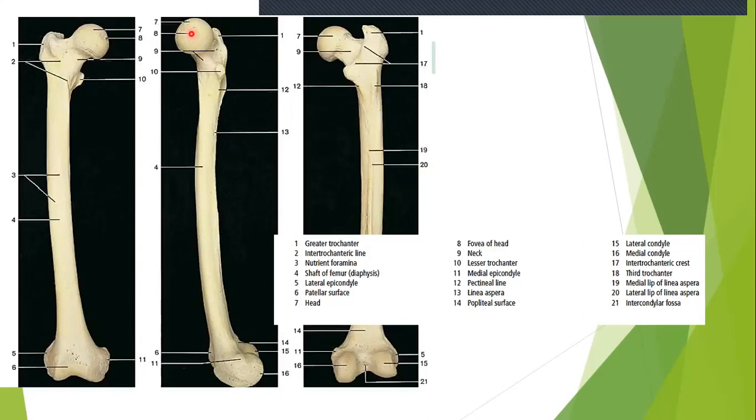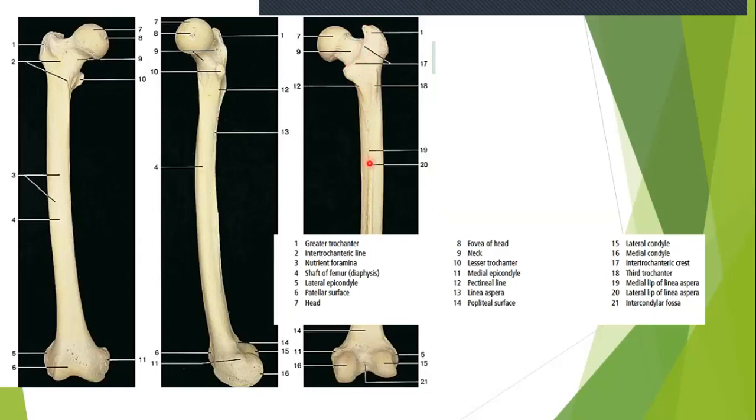So that is that. This is your lesser trochanter. Obviously, this is your shaft. Okay. Then maybe now we look at a posterior view. This is your head, neck, greater trochanter, lesser trochanter here. Then posteriorly, this is a crest, the intertrochanteric crest. This is a posterior view.